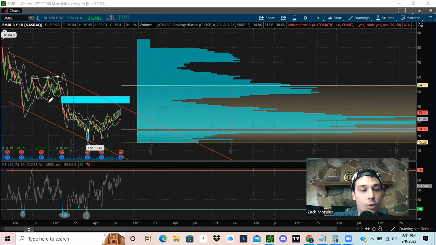So I want you to notice how we have a gap on the chart here. Those are areas where there was no trading price at those levels. It just skipped right through those levels. And what you can see here on the volume profile is also what's known as a volume gap, in between this area right here. So we have what's known as a high volume node up here, and then we have more high volume nodes down here.